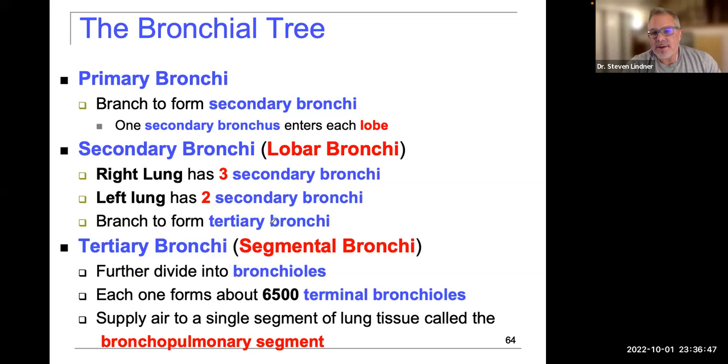Now they're going to branch to form the tertiary bronchi, and the tertiary bronchi are known as the segmental bronchi. Those will further divide into bronchioles, and each one of them will form about 6,500 terminal bronchioles.